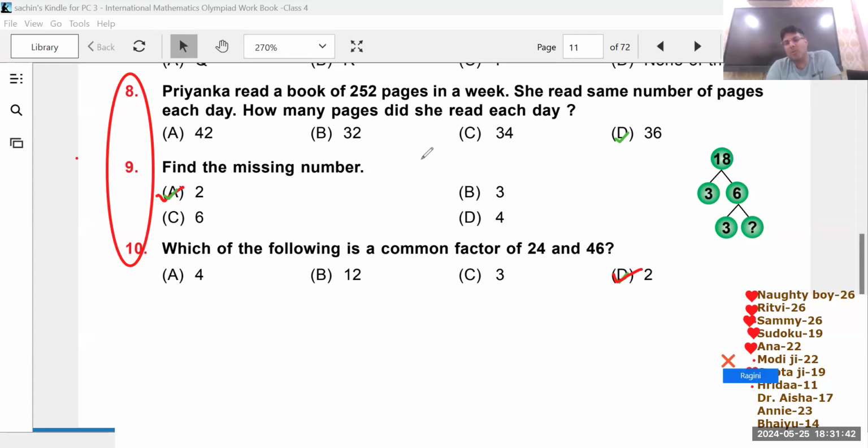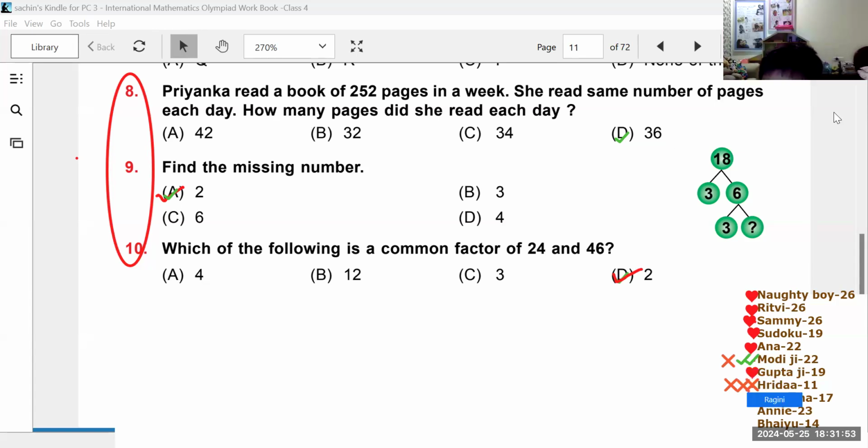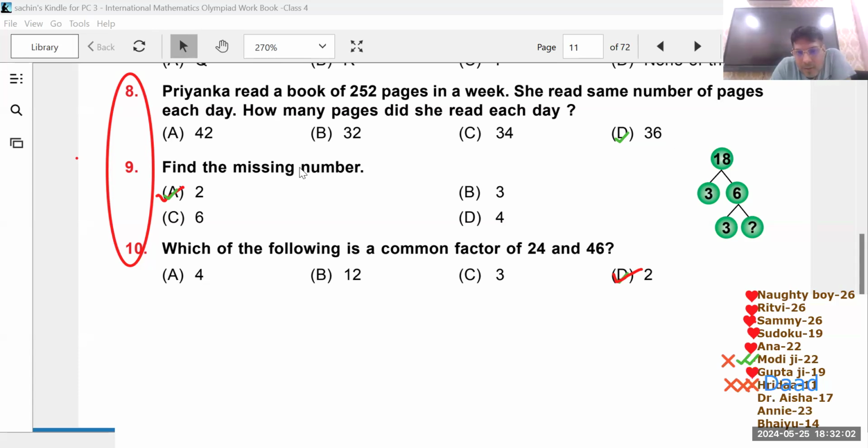And which one did you get wrong? Oh, Modi ji, you got this wrong. Beta, this was divide by 7. Should I show the division, Modi ji? Sir, I got this 36. I don't know why I typed this B part. And Rida, what is this, beta? You got all wrong? How did you do it, beta, Rida? Did you do the division? First of all, tell me. Did you do the division? Sir, yes. Show me. Sir, but I didn't do it on the copy.